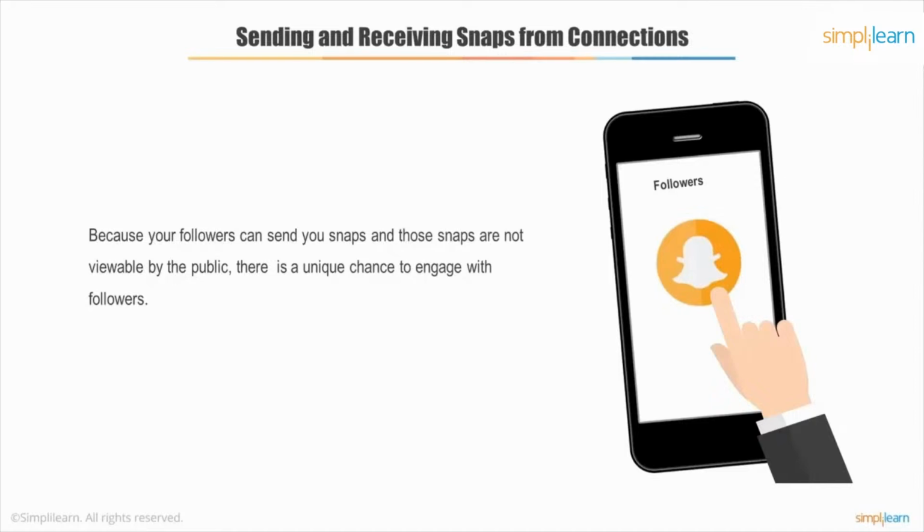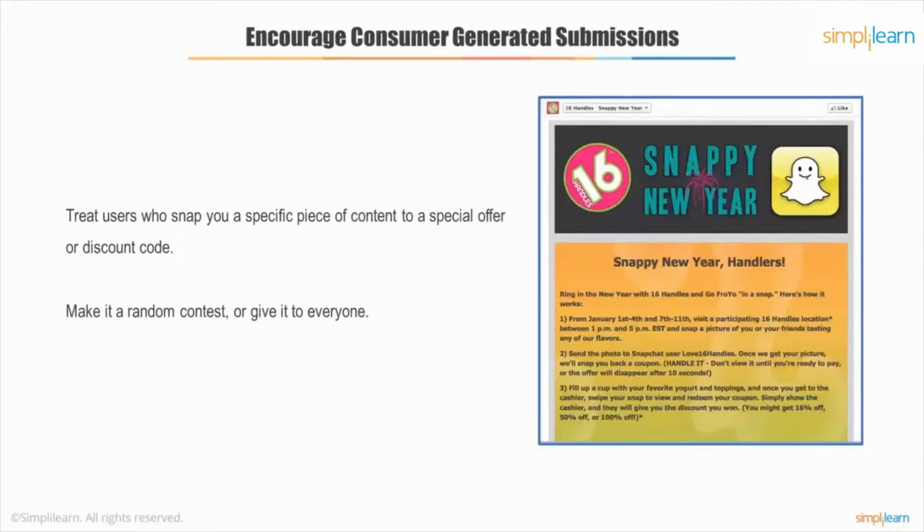Now, one of the other great things about Snapchat is the fact that followers can send you their snaps, and those snaps won't be viewable to the public. So again, if you think of a direct message on Twitter, or messages coming through Facebook Messenger, the sort of quiet, private back and forth dialogue, there's a lot of opportunity for that on Snapchat. And so that opens up the door for some good engagement, but also for things like contesting and marketing purposes.